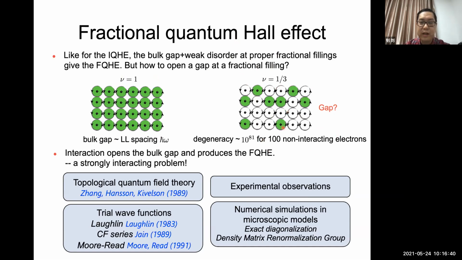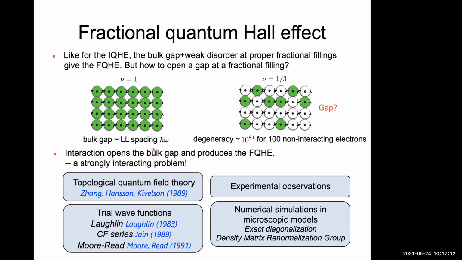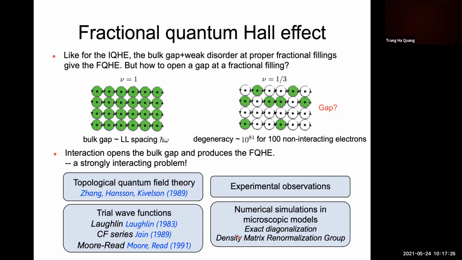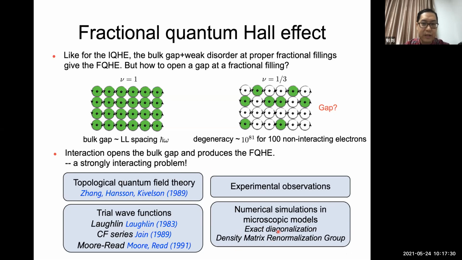For example, if we have 100 non-interacting electrons at 1/3 filling of the lowest Landau level, you can calculate the degeneracy, which is roughly 10^81, roughly the same as the number of atoms in the universe. So it must be the interaction that opens a bulk gap and produces the fractional quantum Hall effect. And because of this strongly interacting nature, it's really difficult to study the fractional quantum Hall effect. In the past 30 years, people mainly use topological field theory, trial wave functions, and numerical simulations in microscopic models such as exact diagonalization and density matrix renormalization group to theoretically study the fractional quantum Hall effect.